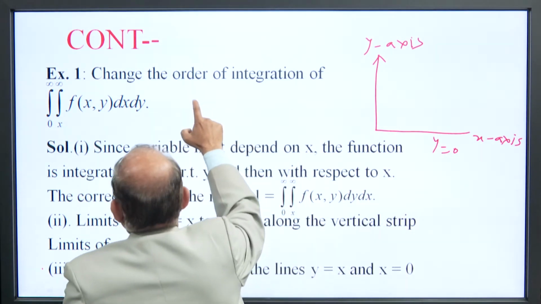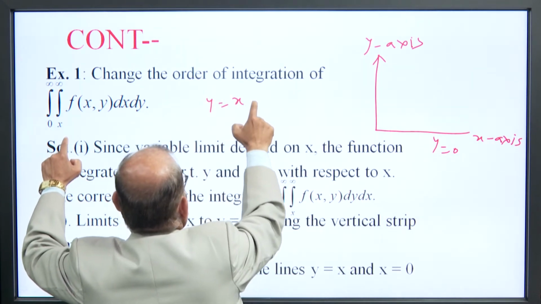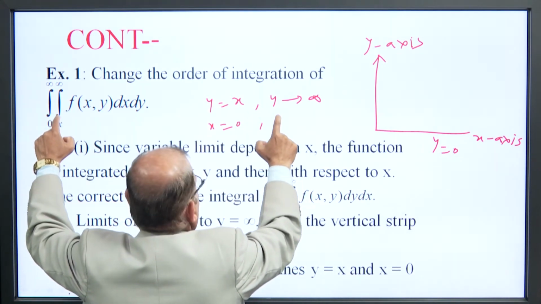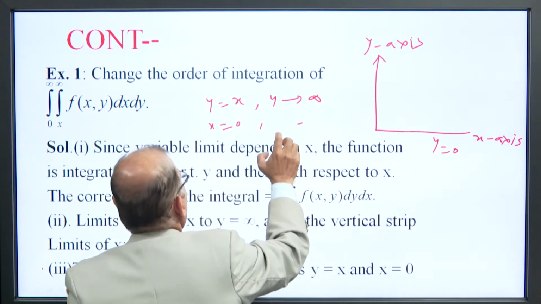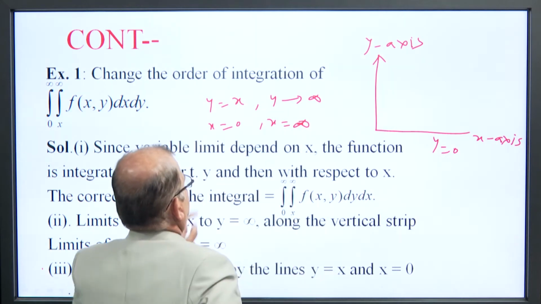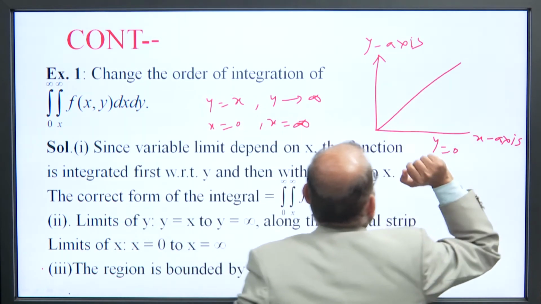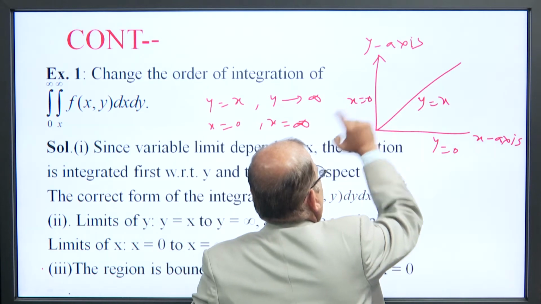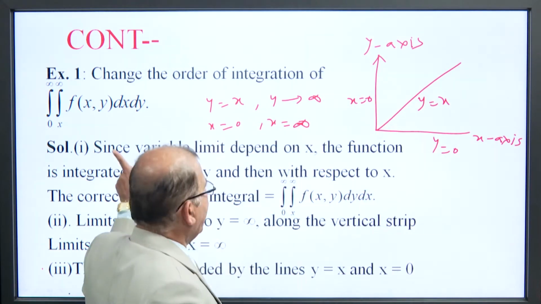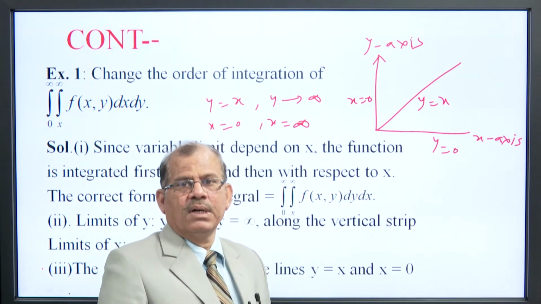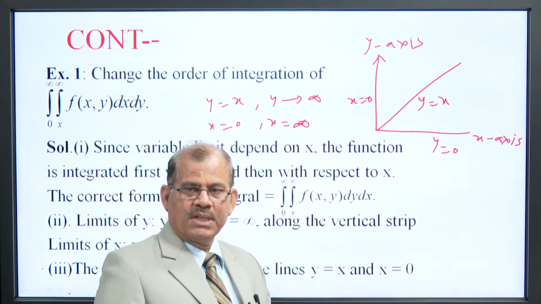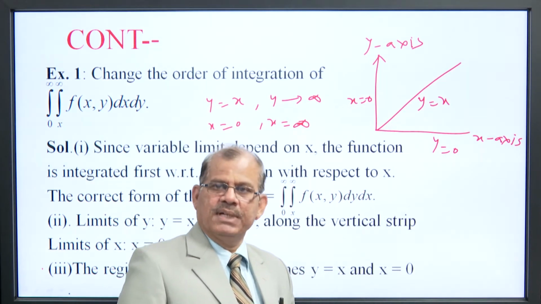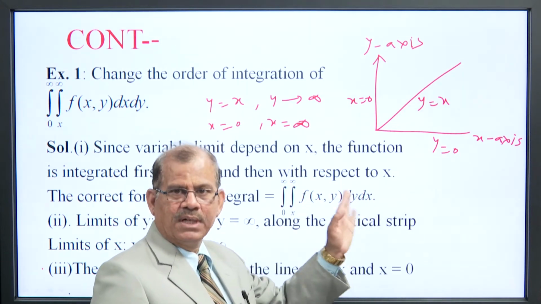Here y varies from y is equal to x to y tends to infinity, and x is equal to 0 to x is equal to infinity. This means the line y is equal to x is this, and this is the line x is equal to 0. Here y has a variable limit, so we have to convert the variable limit of y into the form of x. Means we are required to find the variable limit of x.